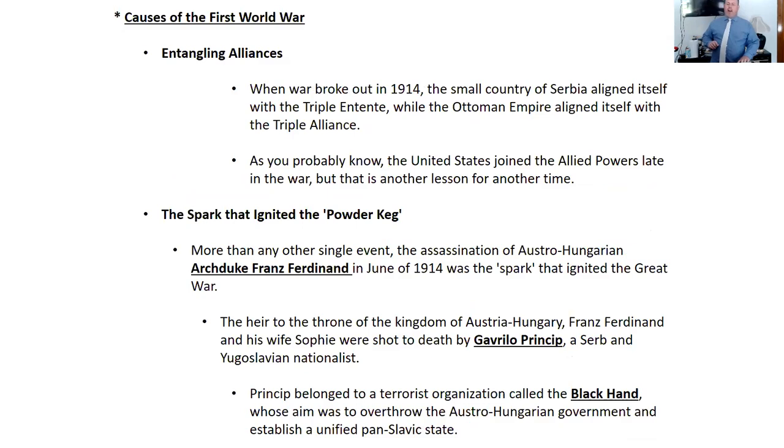So when war broke out in 1914, the small country of Serbia aligned itself with the Triple Entente, Great Britain, France, and Russia, while the Ottoman Empire aligned itself with the Triple Alliance, Germany, Austria-Hungary, and Italy. So as you probably know, the United States joined the Allied powers, the Triple Entente, late in the war, but that is another lesson for another time. So more than any other single event, the spark that ignited the powder keg of Europe was the assassination of Austro-Hungarian Archduke Franz Ferdinand in June of 1914. It was the spark that ignited the Great War.